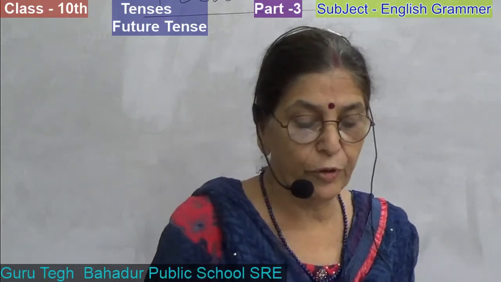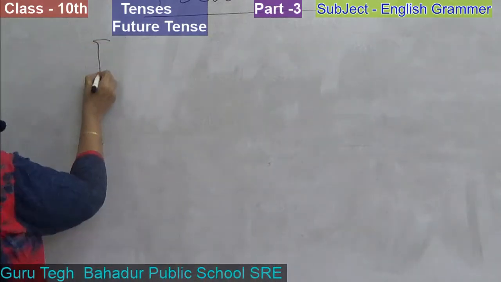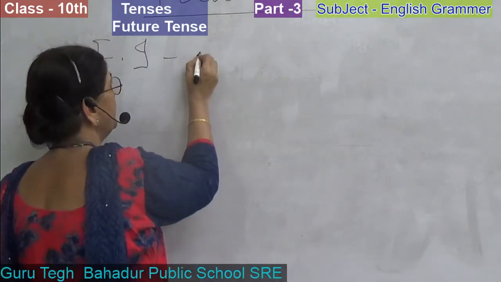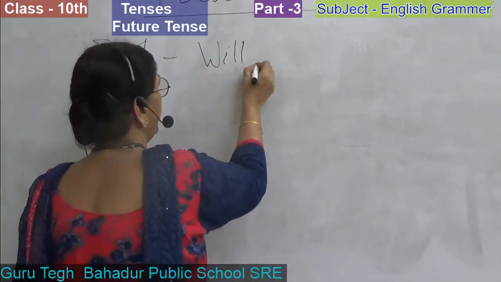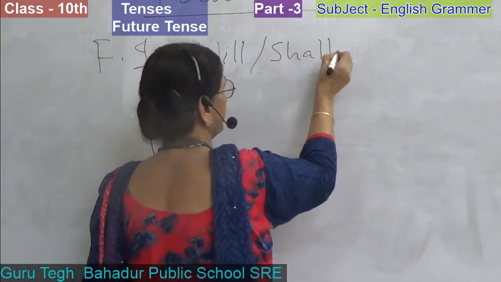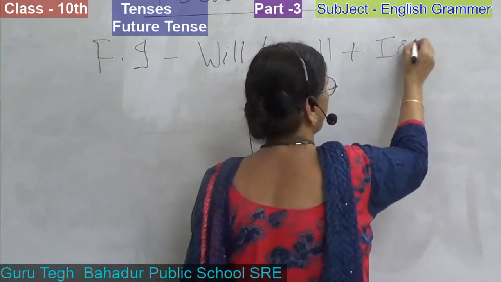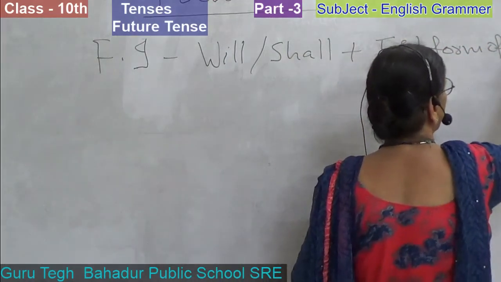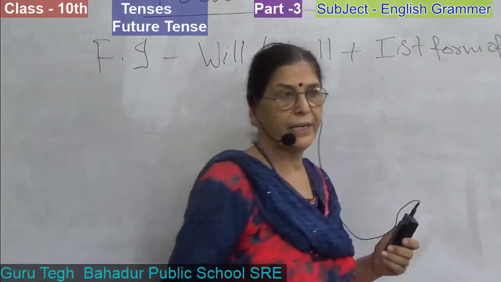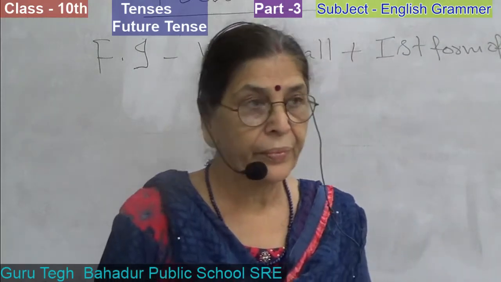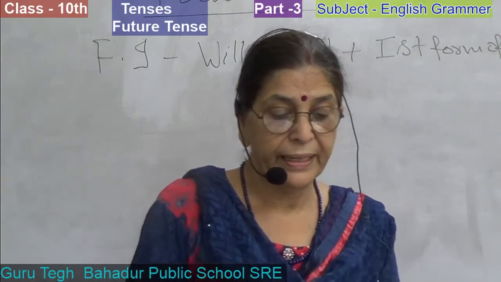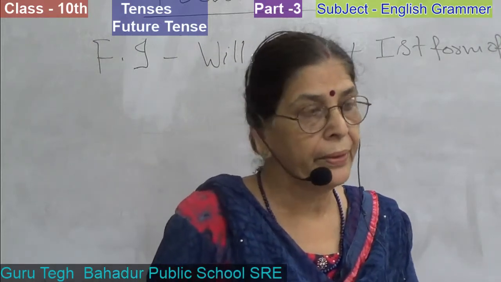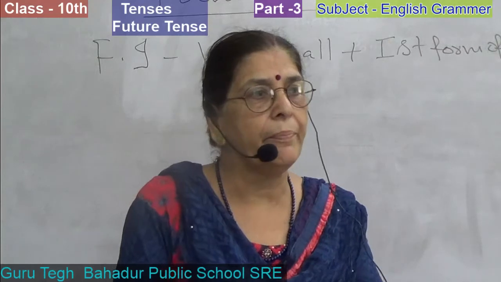First, we will do the future indefinite, or you can say the simple future. In future indefinite tense, the helping verbs that we use are will and shall plus first form of verb. You can write it as V1 also. Where can we use this tense? This tense is used for an action that still has to take place in the coming time.